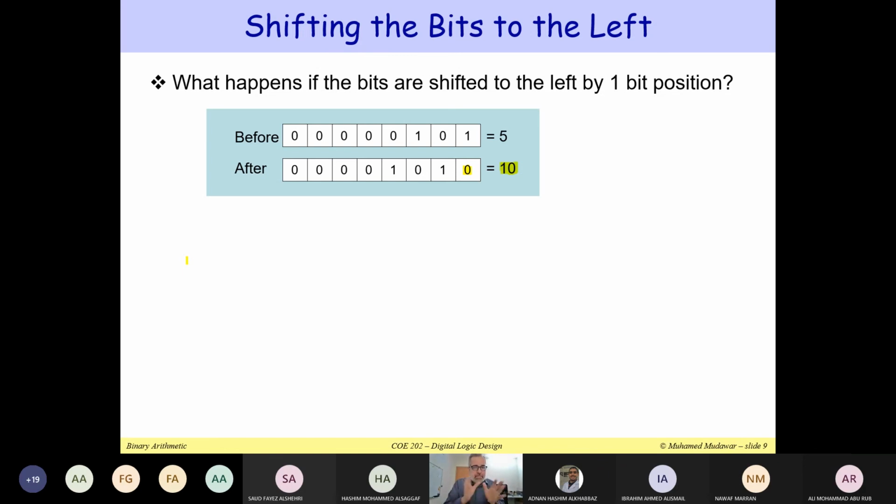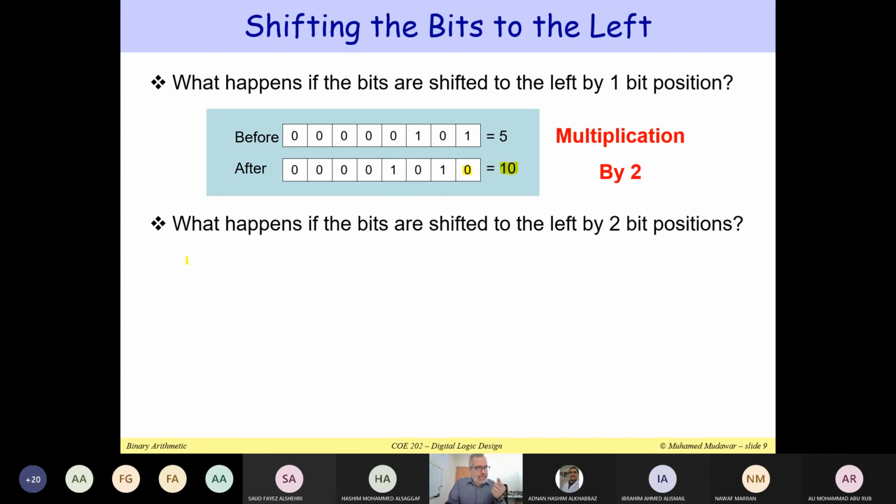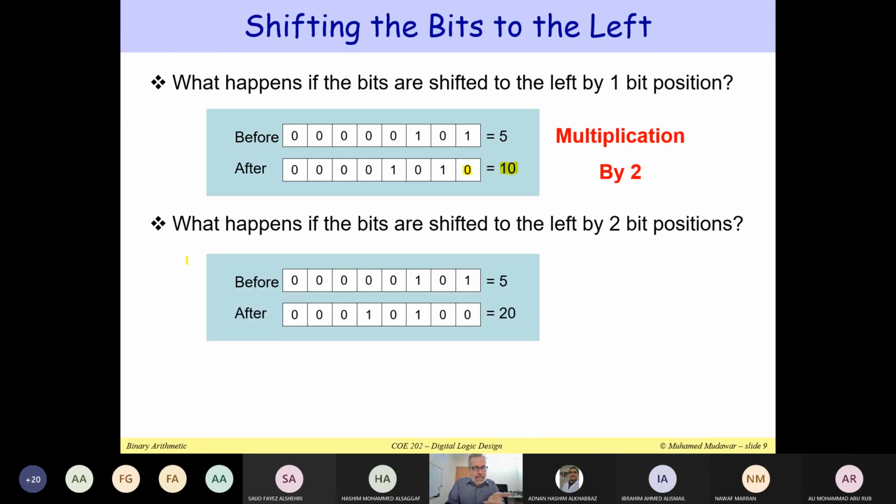Let us go back to binary. If I shift by 2 bits to the left, what will happen? Multiply by 4. Exactly, by 2 squared. So suppose we take the 5 and shift it 2 bits to the left, it becomes 20, multiplication by 4, by 2 squared. And if I shift by 3 bits, it will be multiplication by 8, 2 cubed, 2 to the power 3.